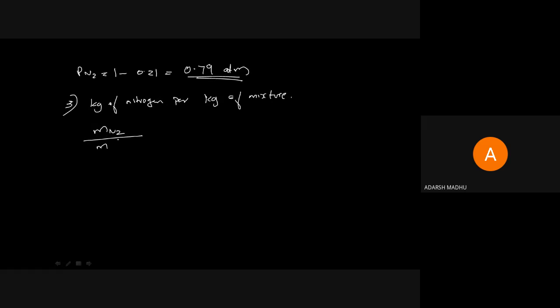When we are taking 1 kilogram of mixture, how many kilograms of nitrogen are present in it? That is MN2 divided by (MN2 plus MO2), or total mass M. MN2 divided by (MN2 plus MO2). There is the equation.